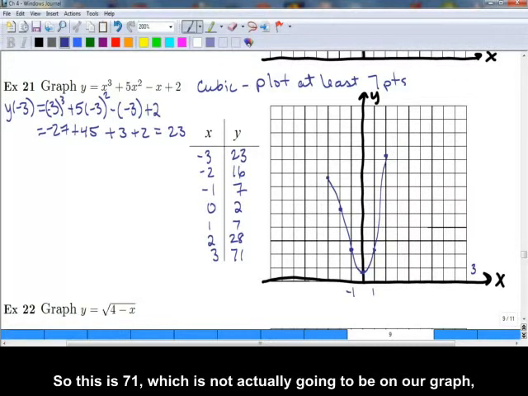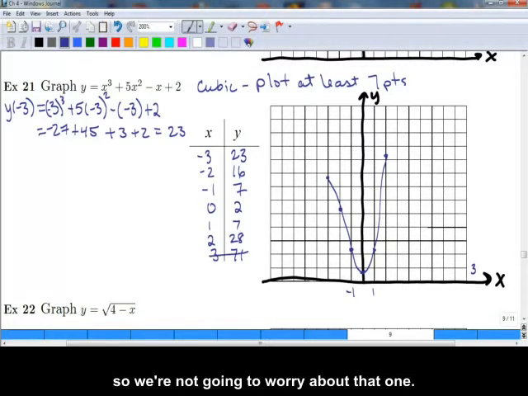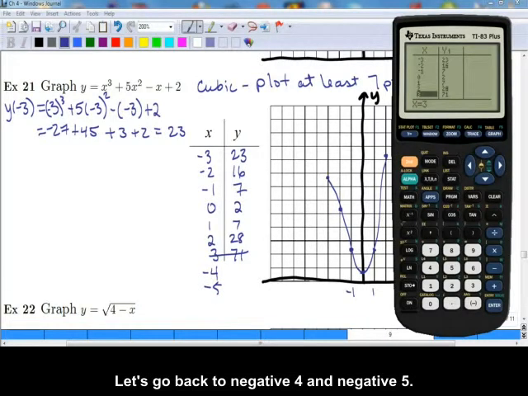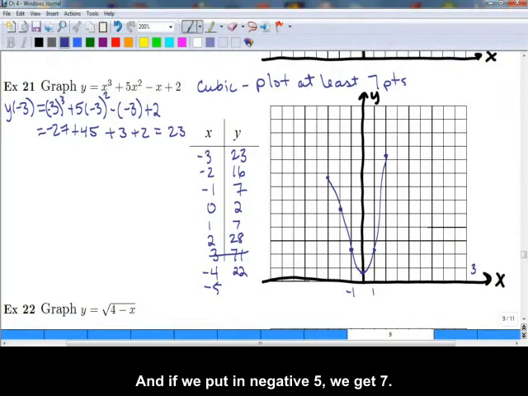So this is 71, which is not actually going to be on our graph, so we're not going to worry about that one. So let's go backwards a little bit further. Let's go back to -4 and -5. So if we put in -4, we get 22. That's not bad. And if we put in -5, we get 7. So we get 22 and 7 as our other points.